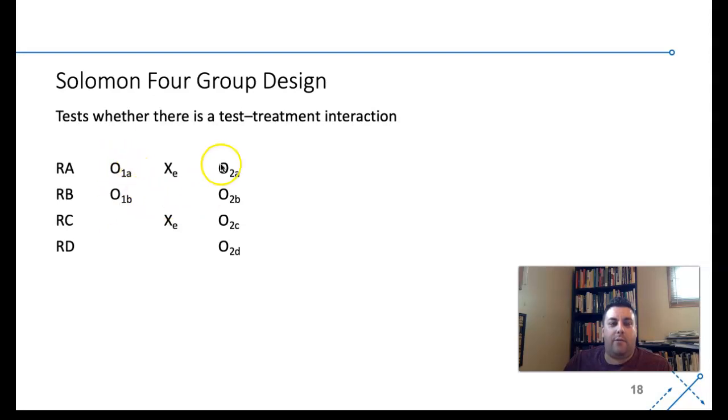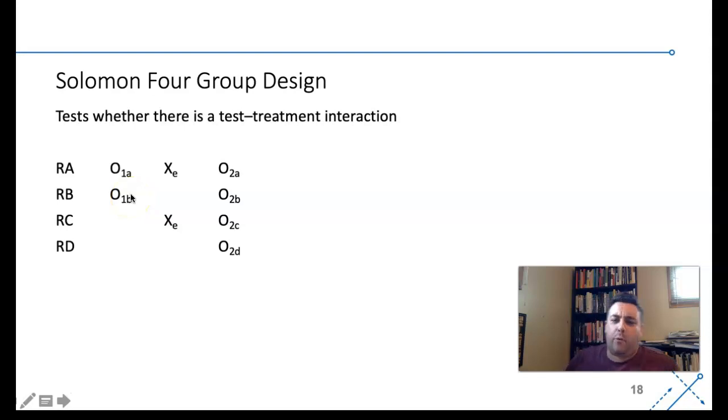So if there were no effect of the pre-test and it was all due to the intervention, groups A and C would change the most, and they would change equivalently. If there was an effect of the pre-test, group A would end up changing the most. If the intervention was not effective at all, you'd see groups A, B, C, and D getting the same kind of score.